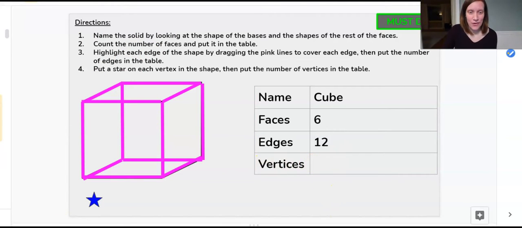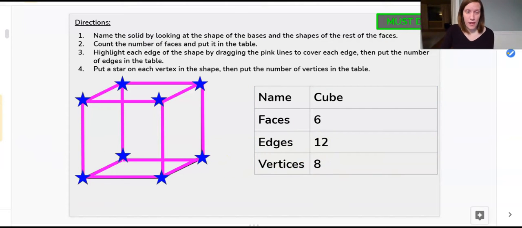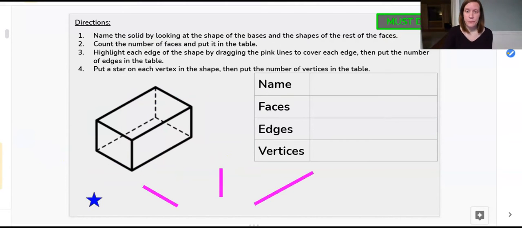And then the number of vertices. This says put a star on each vertex in the shape and then put the number of the vertices. 1, 2, 3, 4, 5, 6, 7, 8. There are 8 vertices. So you're going to do this one as well, and then you're going to do the rest of these shapes in the exact same way.